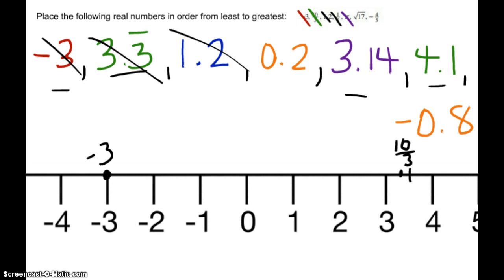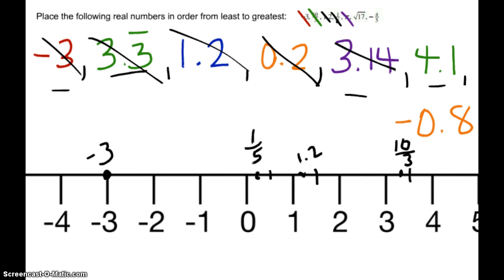Now I have 1 and 2/10. So if this is 1 1/2, 1 and 2/10, I'll say is about right there. Actually, that's probably a little more right here. So that was 1 2/10. Now I have 2/10, which I know was a little bit more than 0, and if this is half, or 0.5, I know that 2/10 is going to be about right there. And remember, 2/10 was actually 1/5.